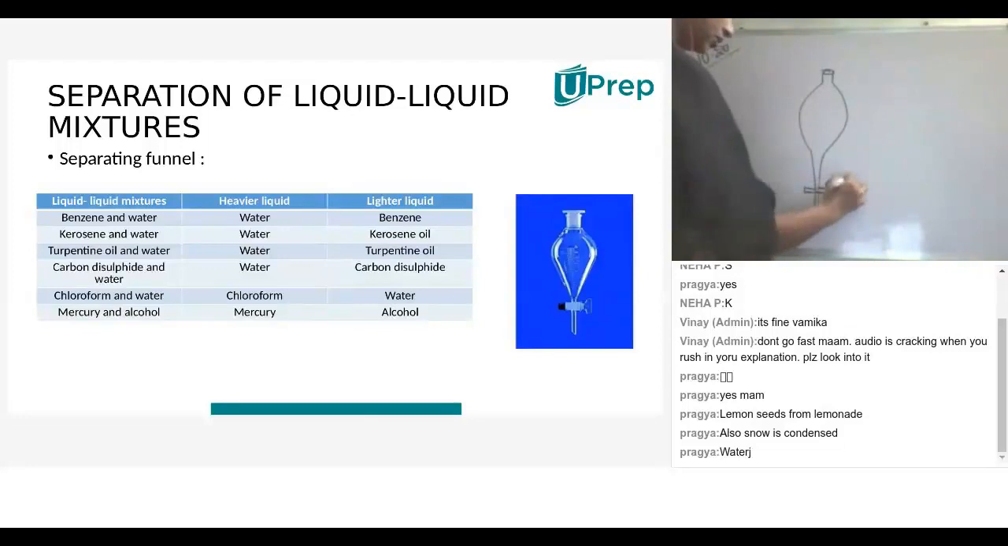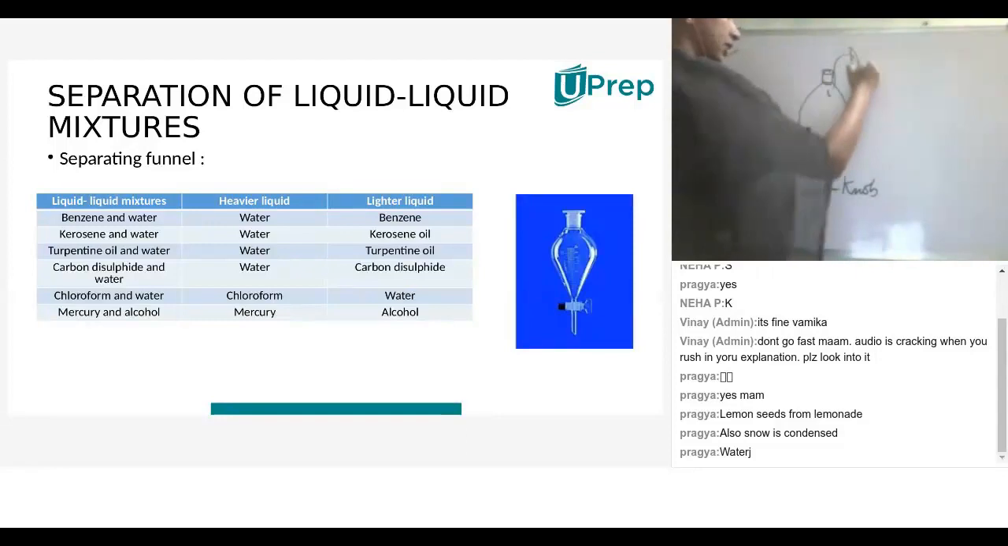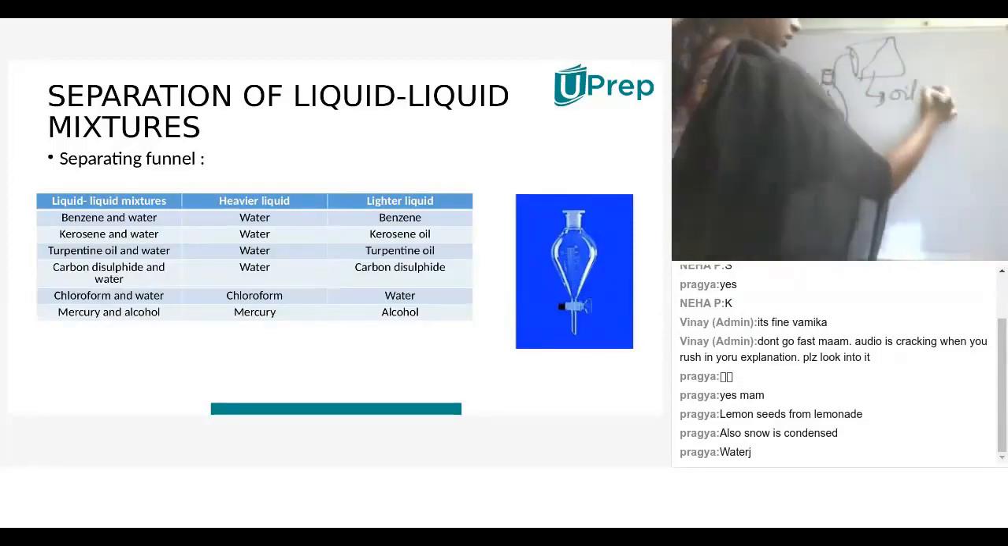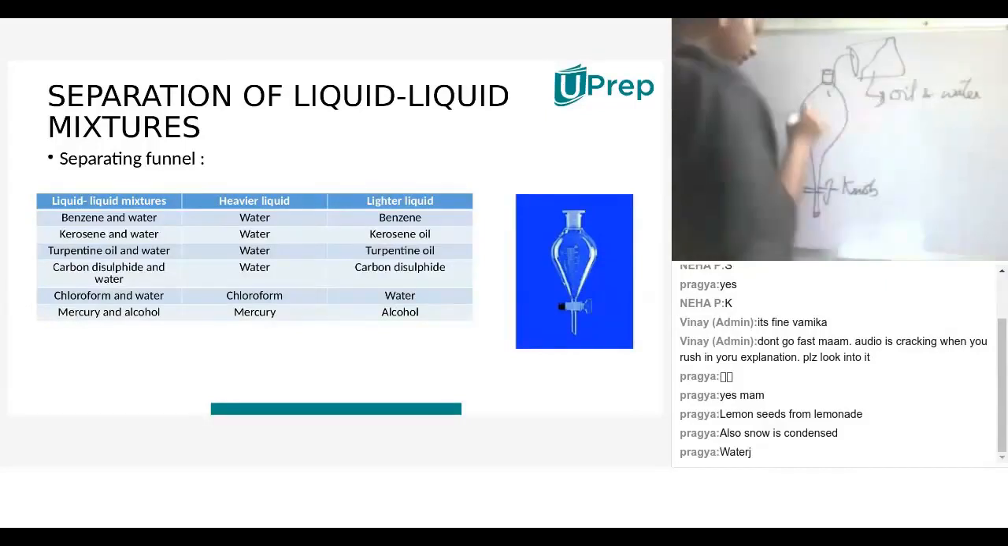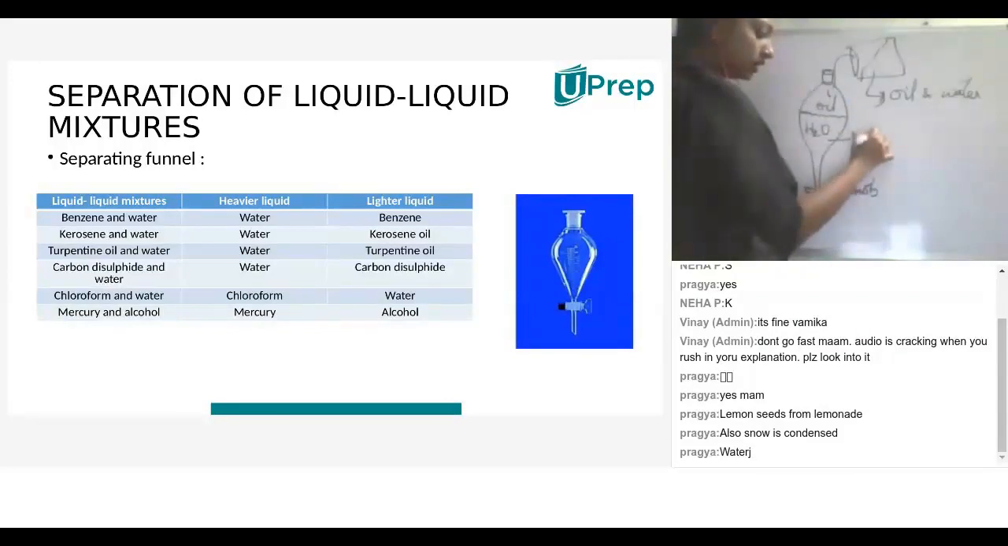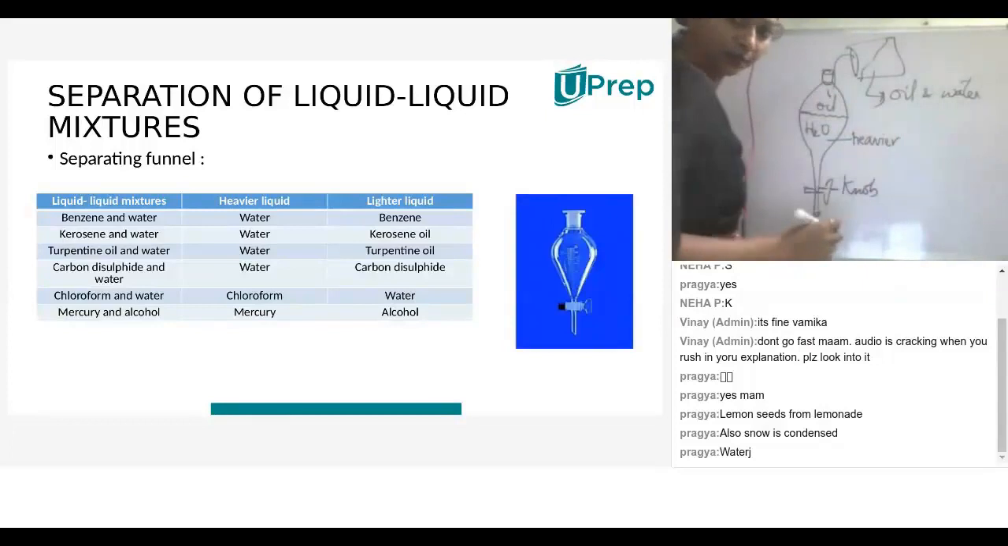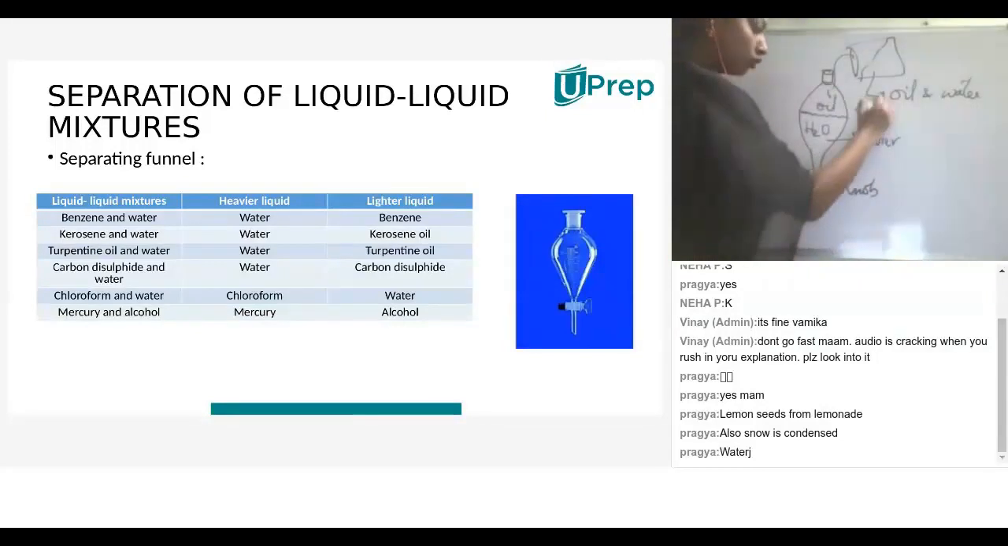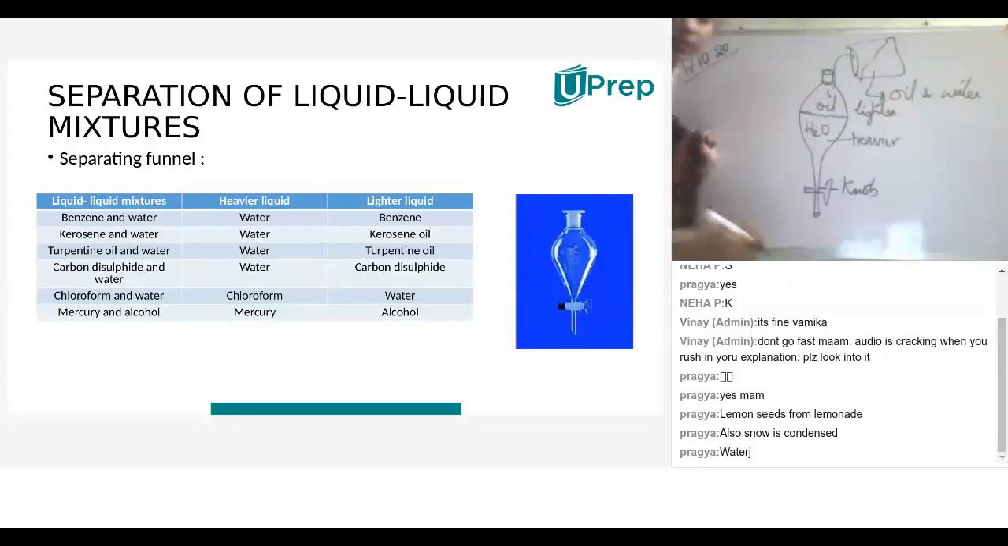This is the knob. The knob is used to open and close the valve, and this is a lid. When you pour the sample, for example a sample consisting of oil and water, we can find there are two different phases: this is water and this is oil. Water is heavier, so it is present at the bottom, and oil is lighter, so it floats on the surface of water.